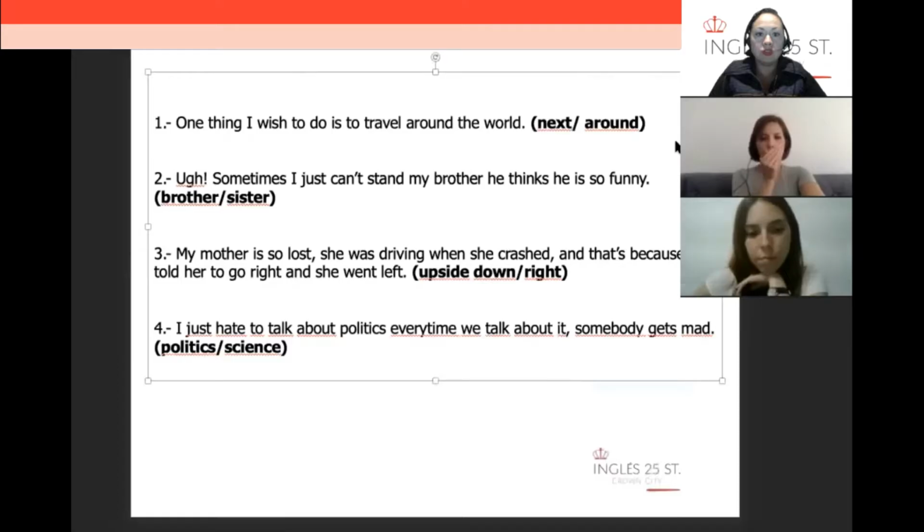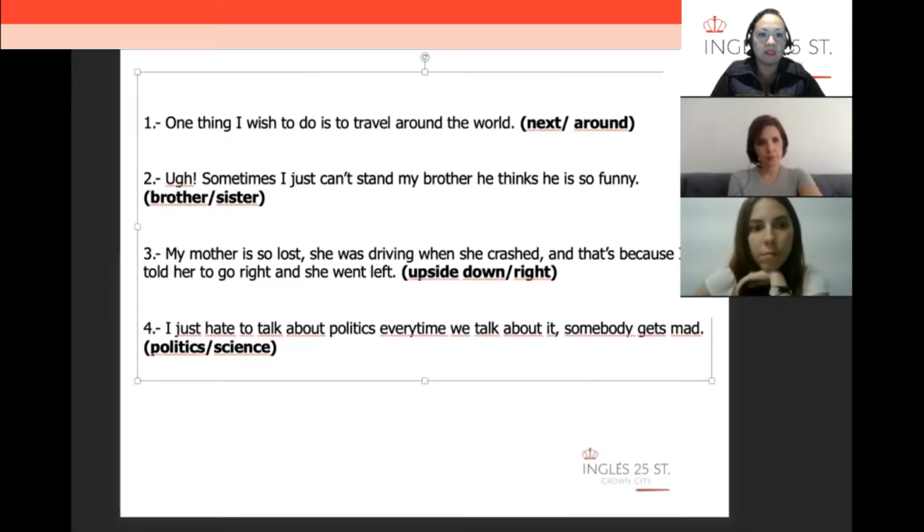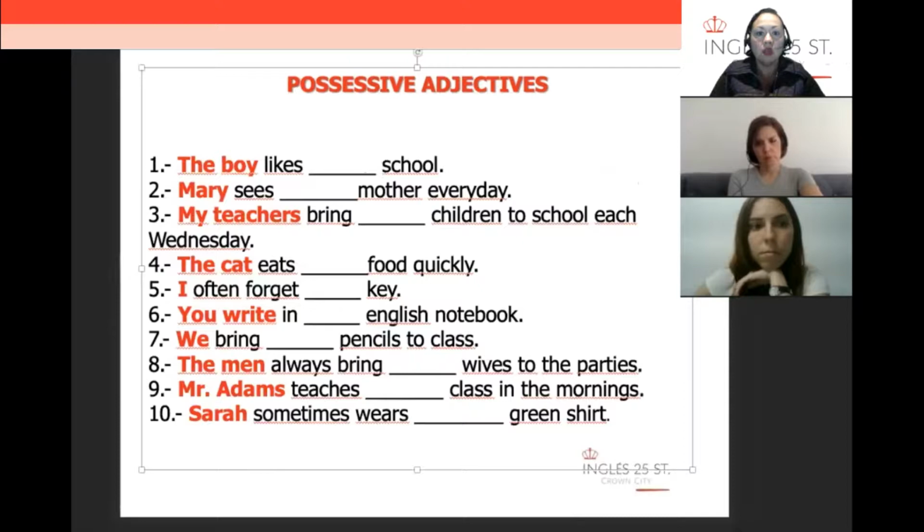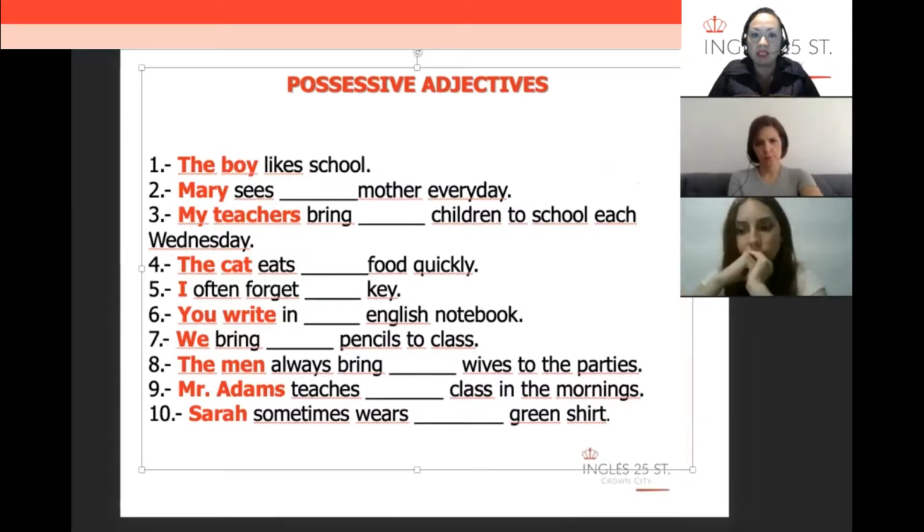Okay, we are going to have another activity about the possessive adjectives. Each one of you is going to do the sentences that we have here, and you're going to help me by telling me which one is the correct possessive adjective for each sentence. So Tanya, can you please help me with the first one? Yes, the boy likes his school.